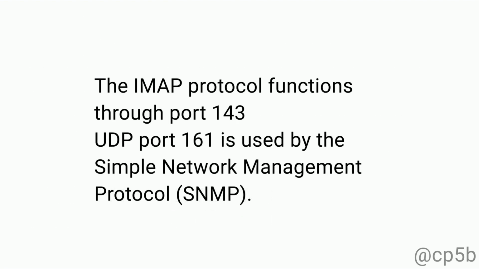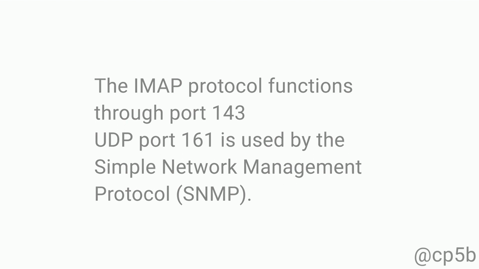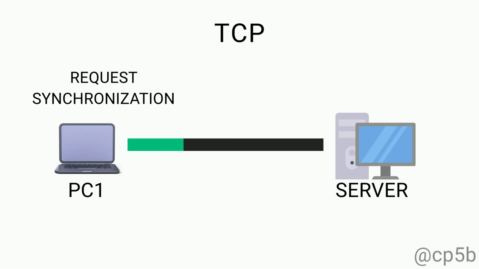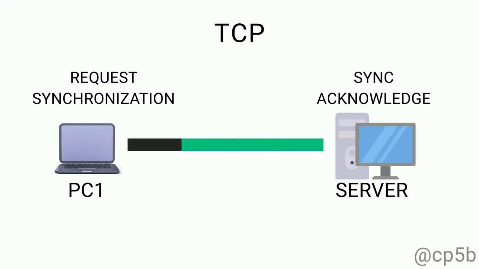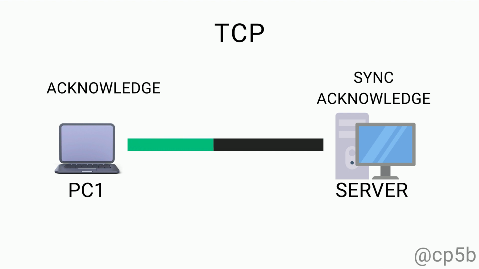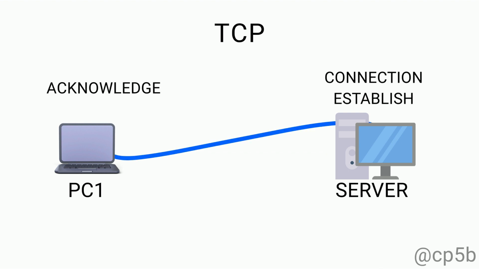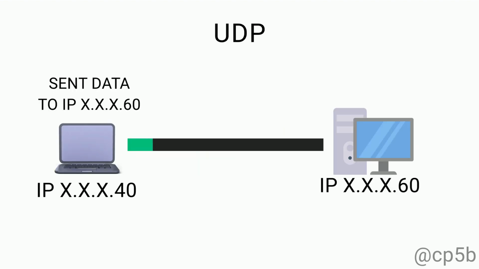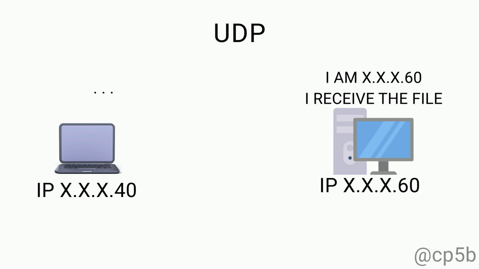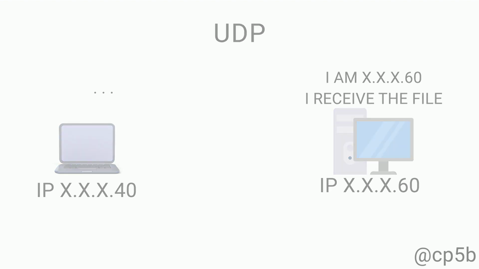The IMAP protocol functions through port 143, and UDP port 161 is used by the Simple Network Management Protocol, SNMP. The SNMP protocol works with the UDP transport layer protocol, which is lightweight and connectionless. UDP works well for SNMP because it doesn't need a dependable connection, which isn't necessary for SNMP. This is because SNMP is a stateless protocol, so each request is separate and can be managed individually. The SNMP manager has to send many requests to several agents at once. The lightweight UDP protocol is the best choice for this because it allows fast and easy communication with low overhead.